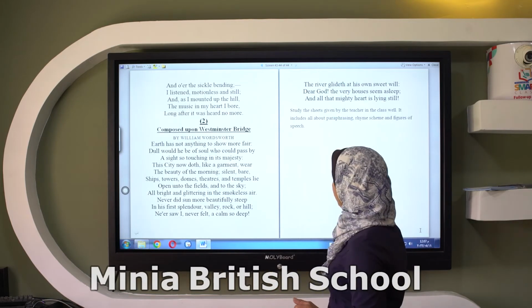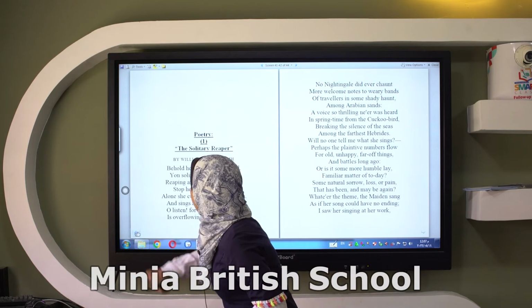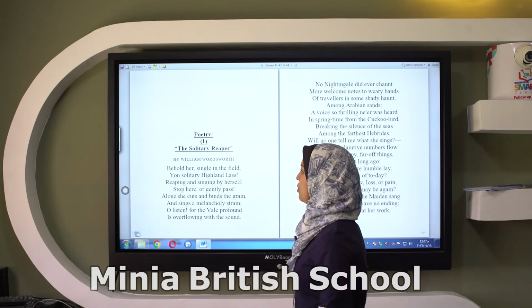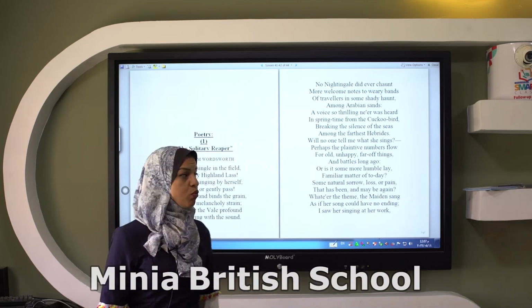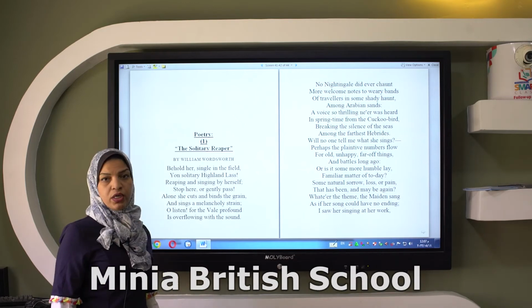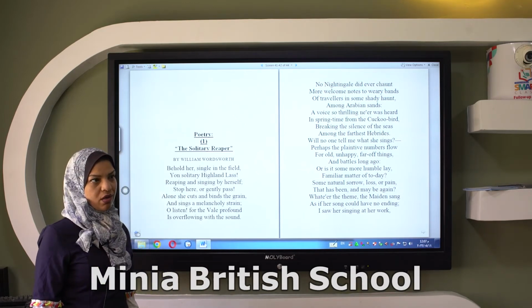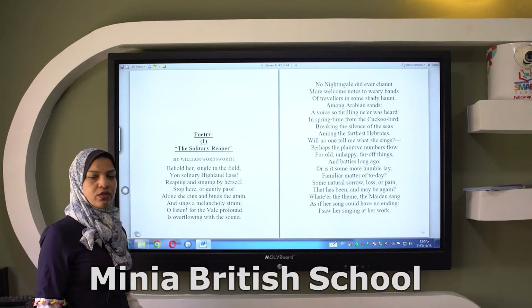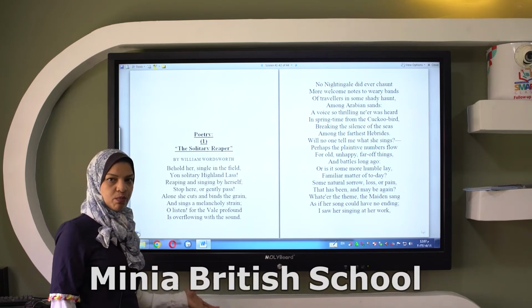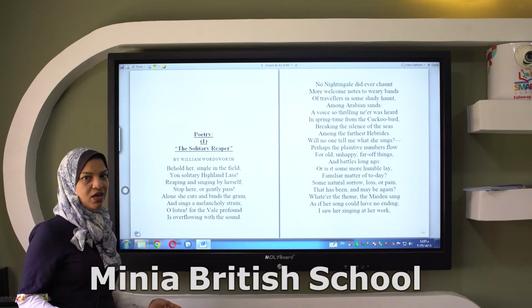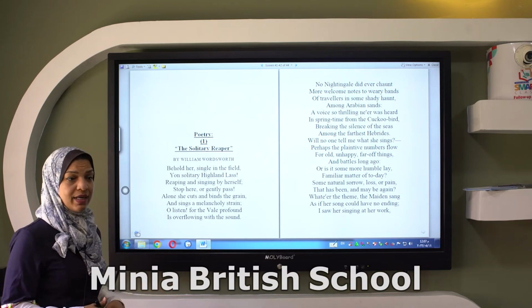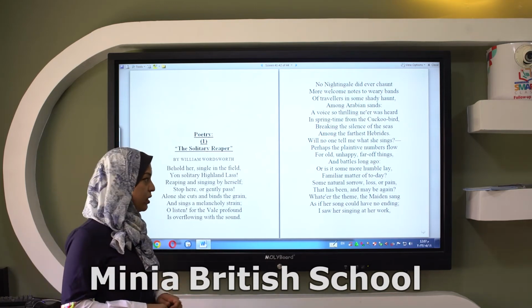Now let's move to a quick look at The Solitary Reaper, the poetry. Of course, I also did not share any questions or answers about this poem because I know that we had the sheet that has most of the answers that we need.